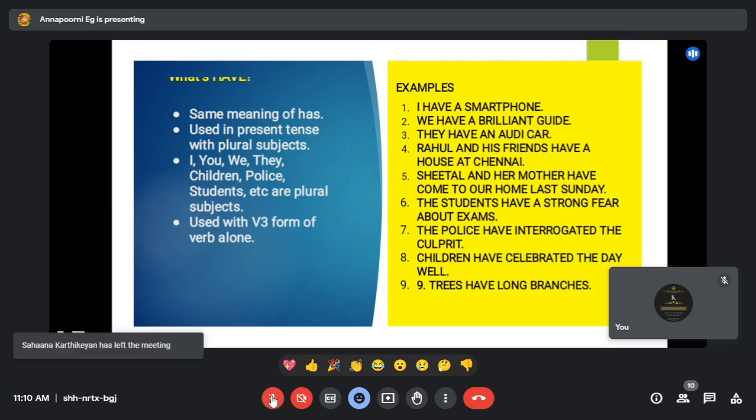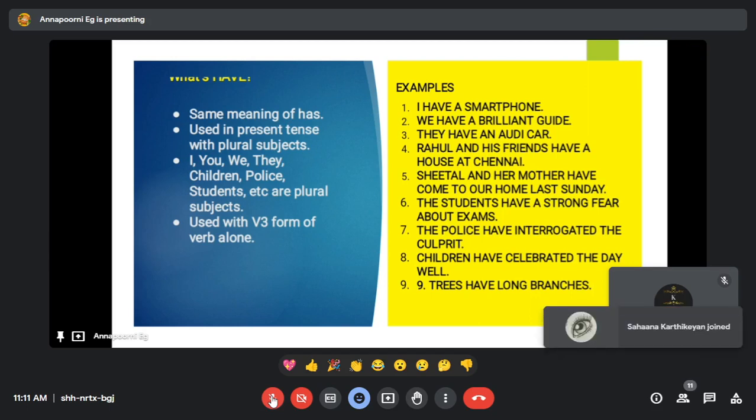Next is the students have a strong fear about exams. The students is a plural subject, so I'm using have. Next is again helping verb and main verb together. The police have interrogated. What is interrogate? Interrogate means, what is interrogation? Question mark, ma'am. Very good. Questioning. Interrogative sentences means question sentences. So to interrogate somebody means to question somebody. So the police have interrogated the culprit.